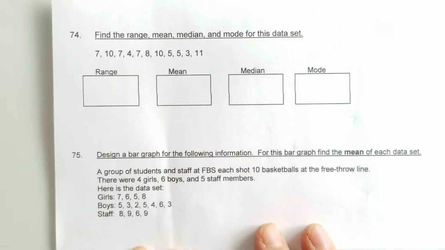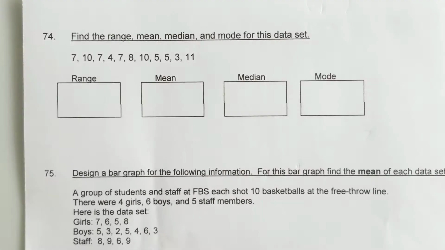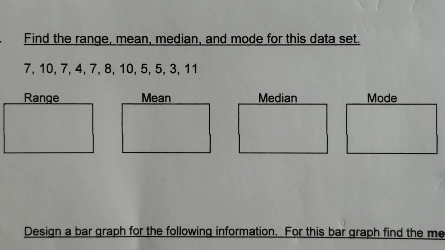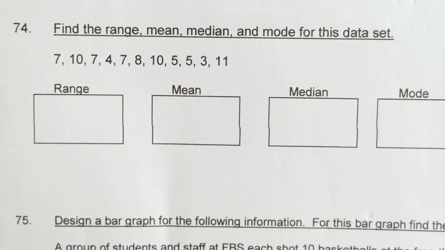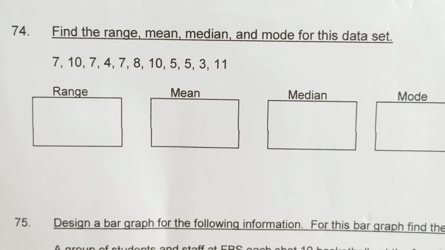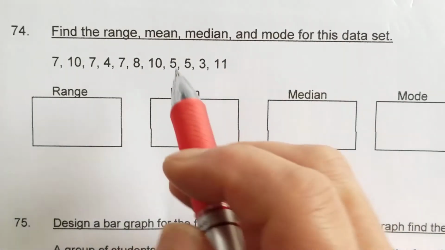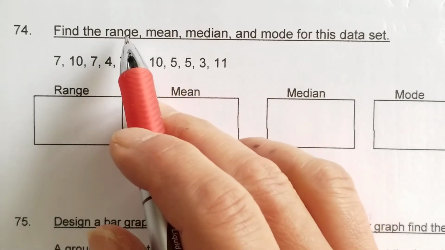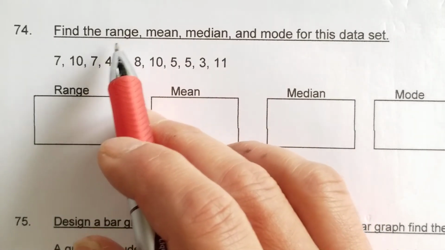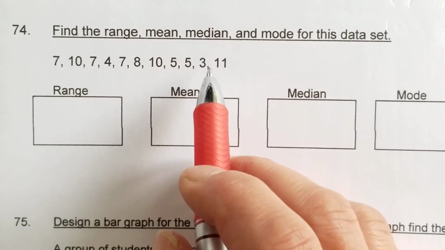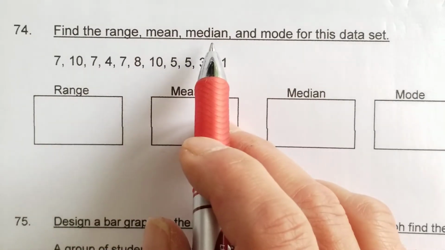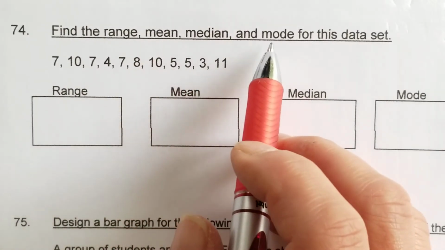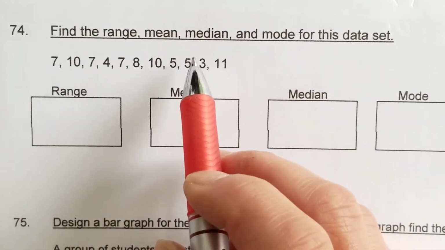So looking at number 74, they want you to find the range, the mean, the median, and the mode for the following set of numbers. The first thing you want to know is what each of these mean. The range is the difference between the highest number and the lowest number. The mean is the average of these numbers. The median is the middle number. And the mode is which number is used most frequently.